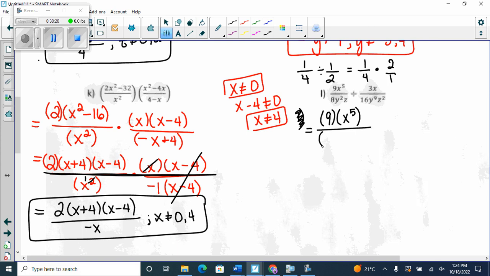And then I have 8y squared z. Then I have multiplication. And then that second half is going to flip. So everything that's in the denominator moves to the numerator. Everything in the numerator moves to the denominator. So I have 16y9z squared, and on the bottom, 3x.